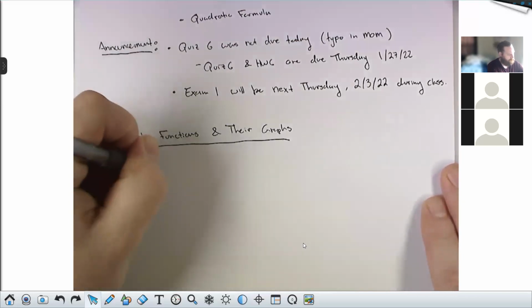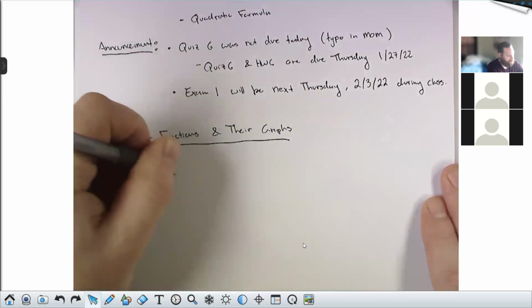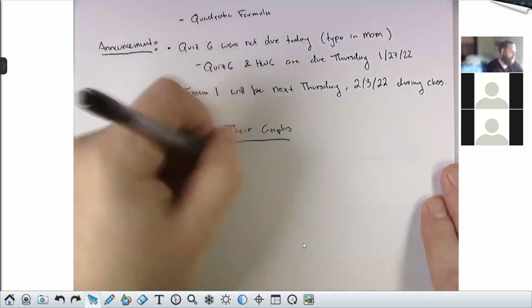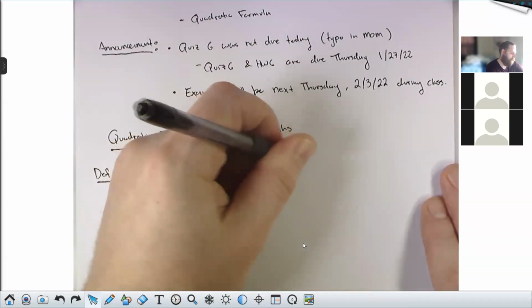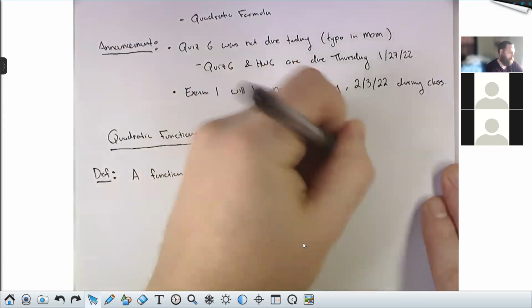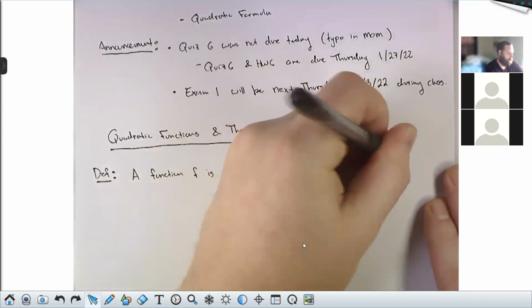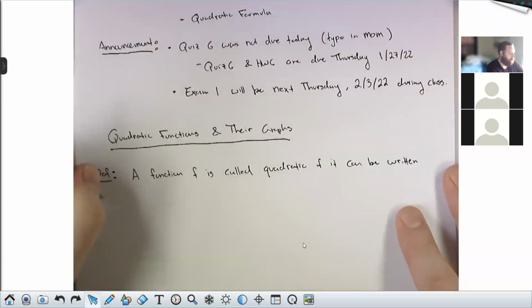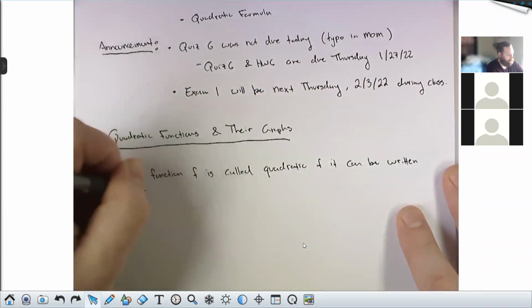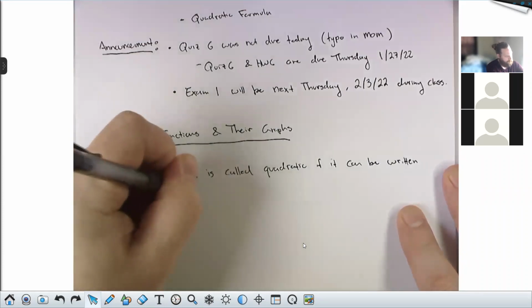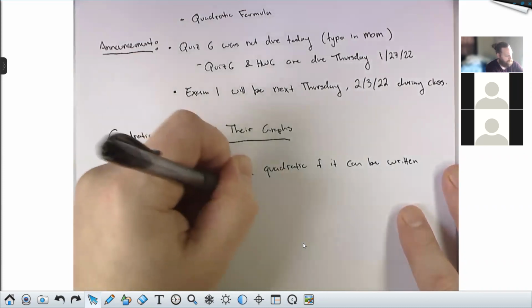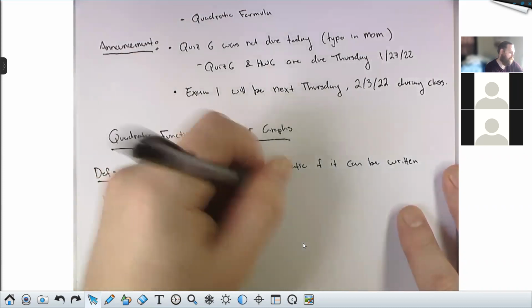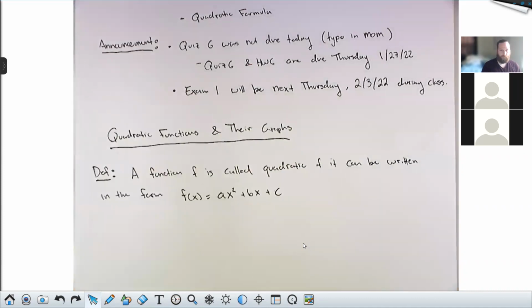So a function f is called quadratic if it can be written in the form f of x equals, and we usually use a, b, and c for the coefficients. So if it can be written in the form f of x equals ax squared plus bx plus c.